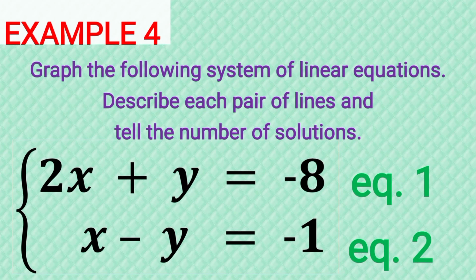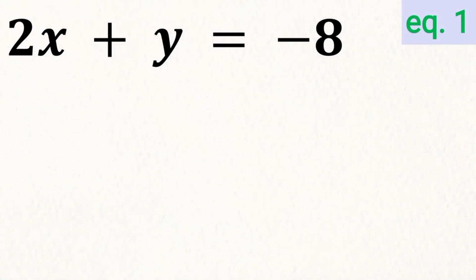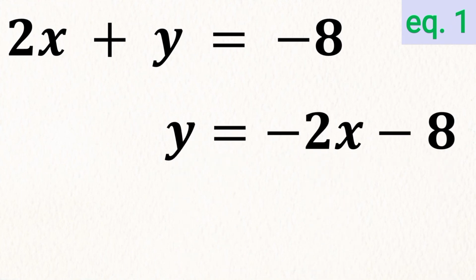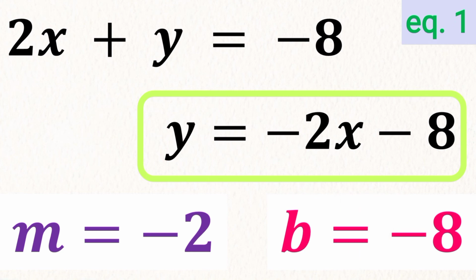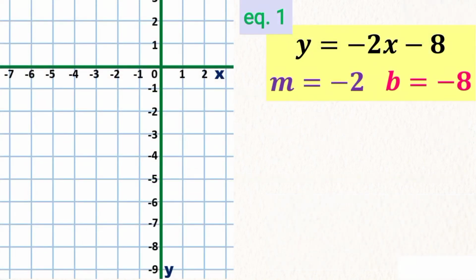So for example number 4, graph the following system of linear equations with these two pairs. First is 2x plus y equals negative 8, and the slope-intercept form of this is y equals negative 2x minus 8. And our slope here is negative 2 and y-intercept is negative 8. So by graphing, we start with negative 8 and count 2 units rise and 1 unit run. Since the slope is negative, the line is decreasing. So the second point will be located here, and connecting to one another, the graph of the line will look like this.